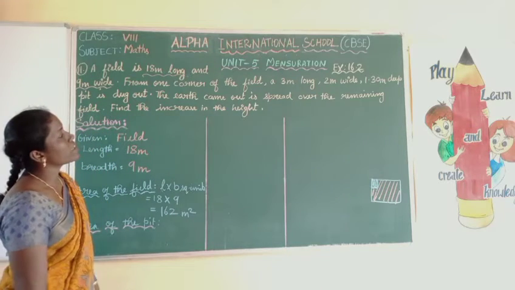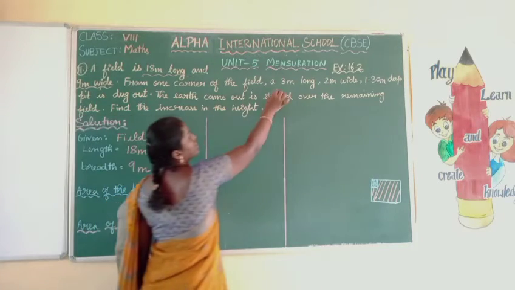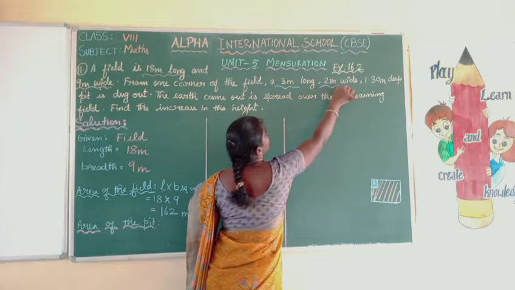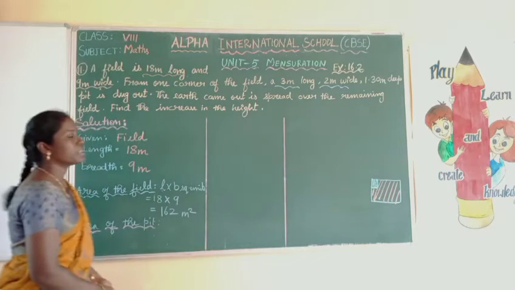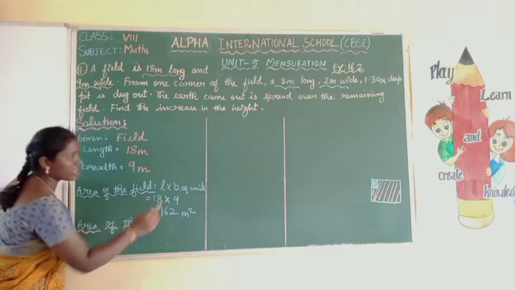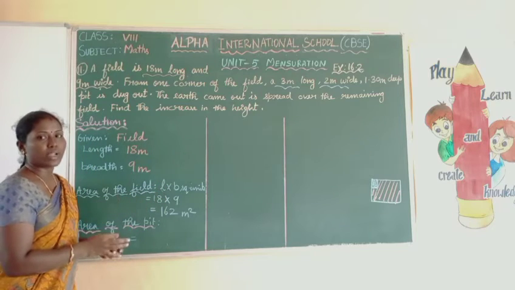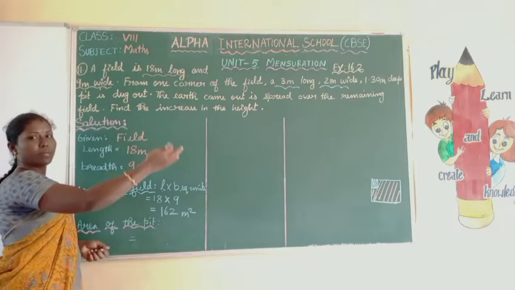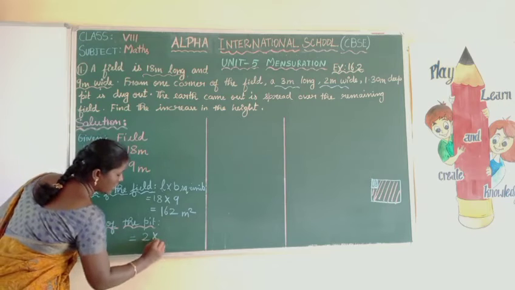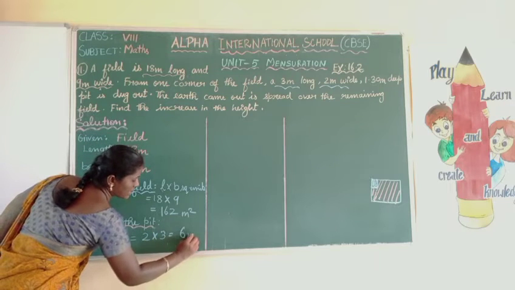So for the pit, what is given? The length is 3 meter and the breadth is 2 meter. So again, the pit is also in the form of a rectangle only, because they gave the length and breadth. So 2 into 3 is 6 meter square.